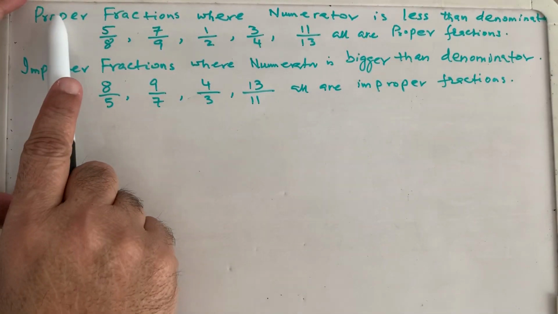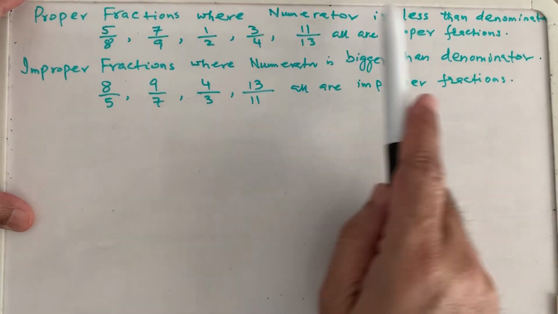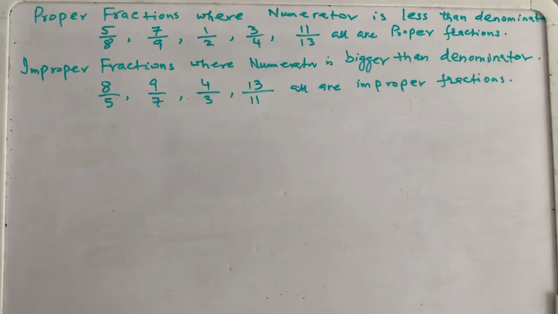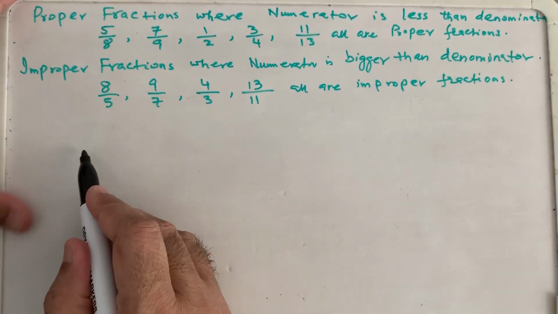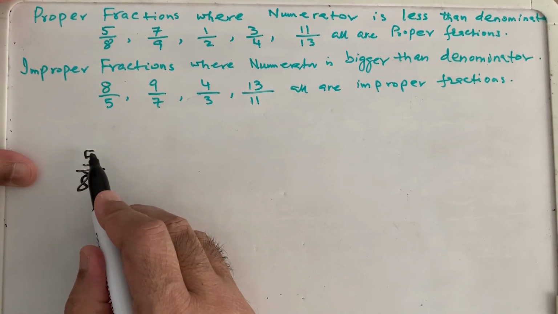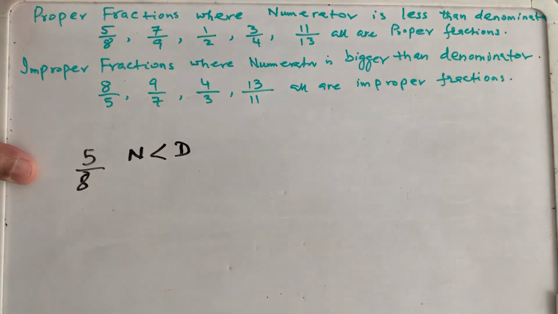So, proper fraction. One type of fraction is the proper fraction, where the numerator is less than the denominator. We can see the example, 5 over 8. In 5 over 8, which is less? The numerator. The numerator is less than the denominator, right? So this is a proper fraction.